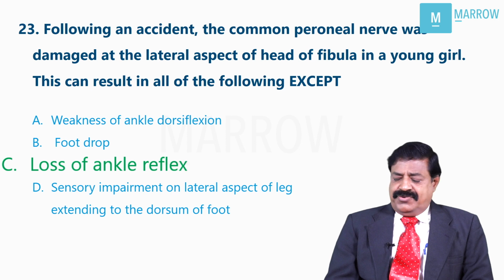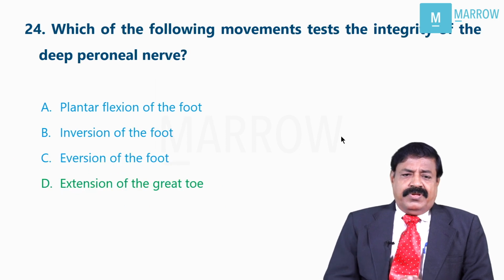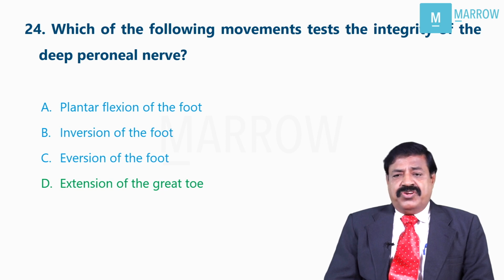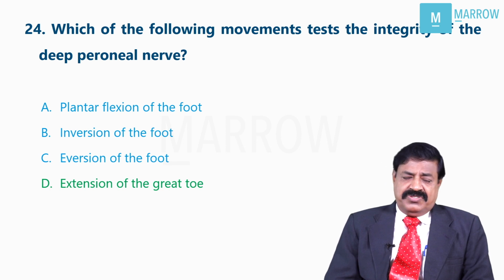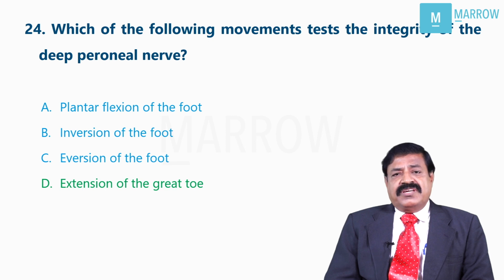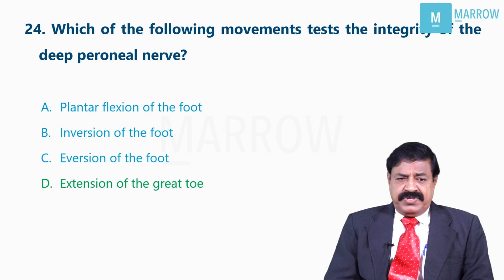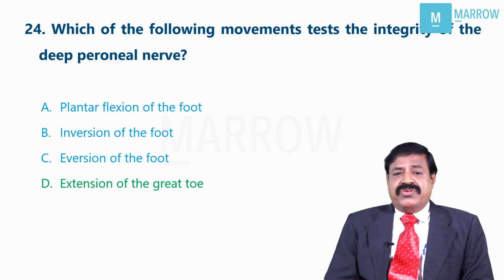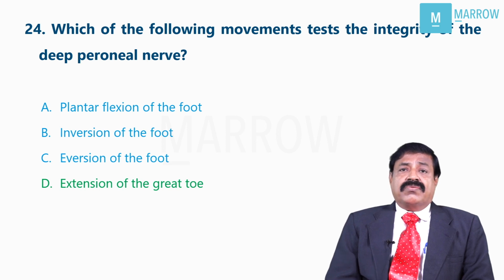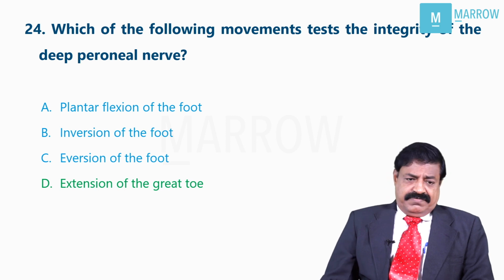Let us discuss question number 24. Which of the following movements test the integrity of the deep peroneal nerve? We have seen already. Extension of the great toe is because of the contraction of extensor hallucis longus muscle. It is a muscle in the anterior compartment of leg and therefore it is supplied by the deep peroneal nerve. So a specific test for testing the deep peroneal nerve is extension of the big toe produced by extensor hallucis longus and also brevis, which is also supplied by the deep peroneal nerve.